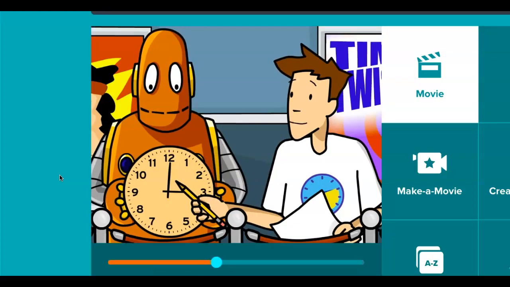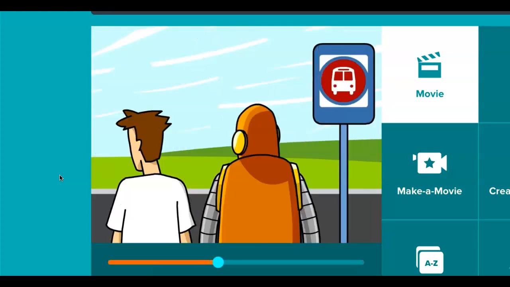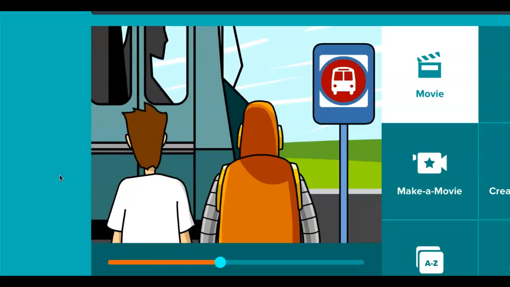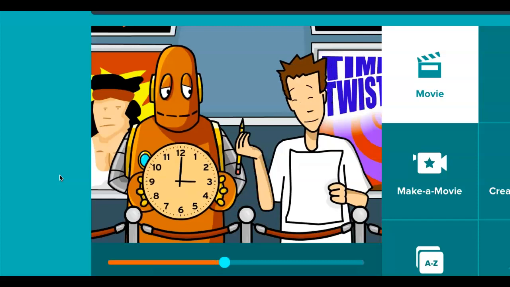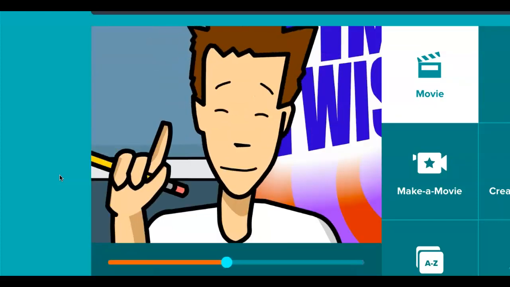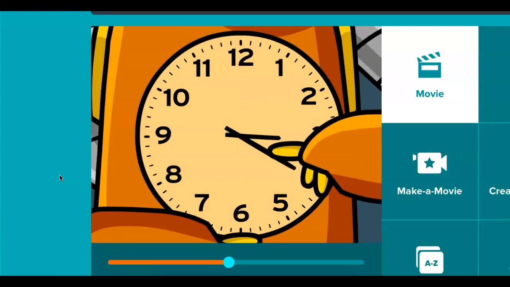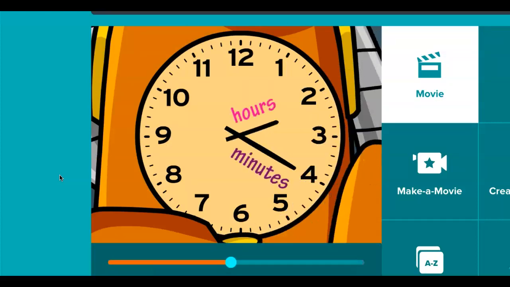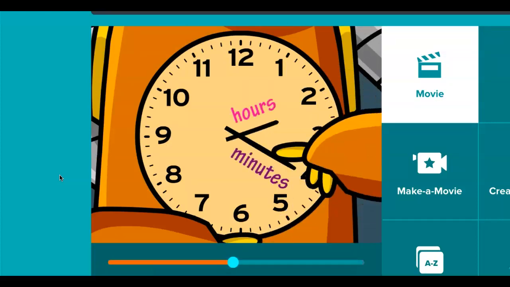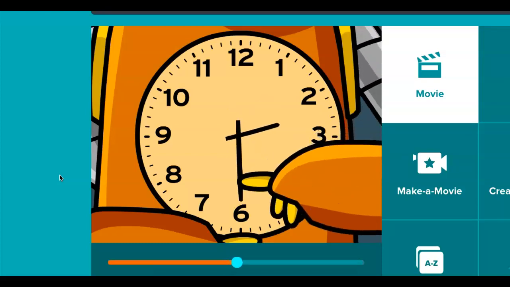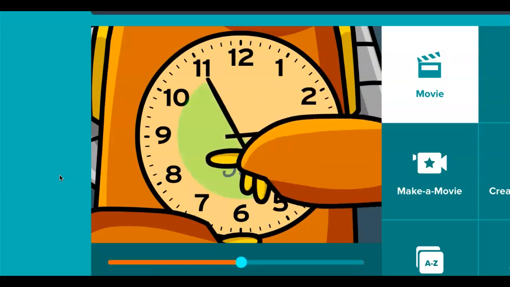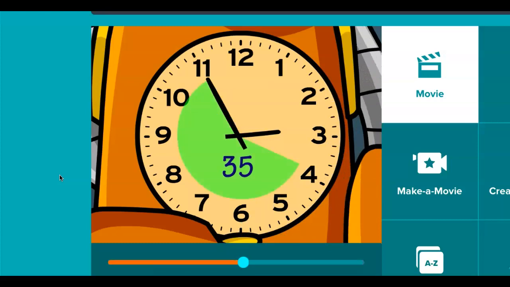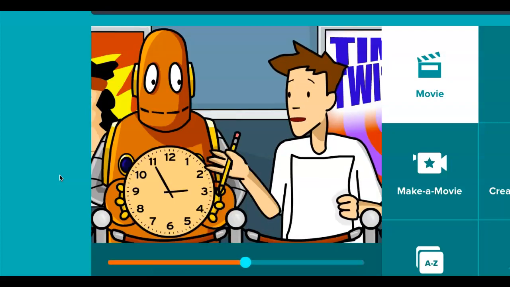Okay, let's try another one with the clock. We took the 2:20 bus and got to the movie theater at 2:55. How long did the bus ride last? To the clock. First, we set the hands to the starting time. Then we move the minute hand 5 minutes at a time, counting as we move to the finish time. 5, 10, 15, 20, 25, 30, and 35 minutes. And that's how long the bus ride lasted.